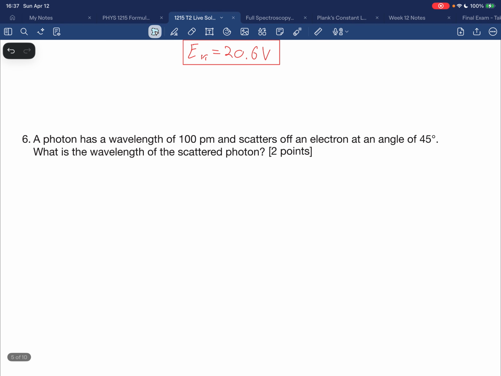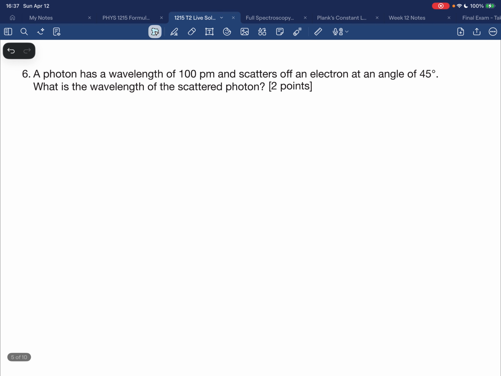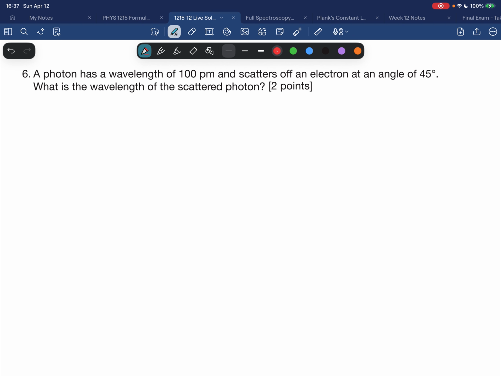Great, so number 6 here. A photon has a wavelength of 100 picometers and scatters off an electron at an angle of 45 degrees. What is the wavelength of the scattered photon? So my initial wavelength is 100 picometers, or 100 times 10 to the negative 12 meters. My phi is 45 degrees, and my final wavelength is a question mark. This is a Compton scattering question here.